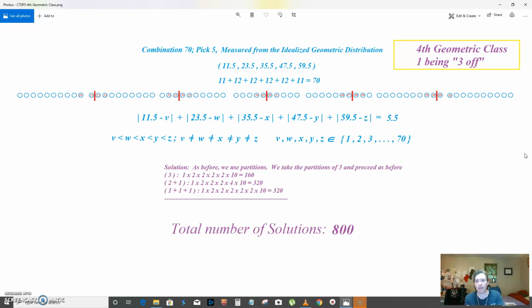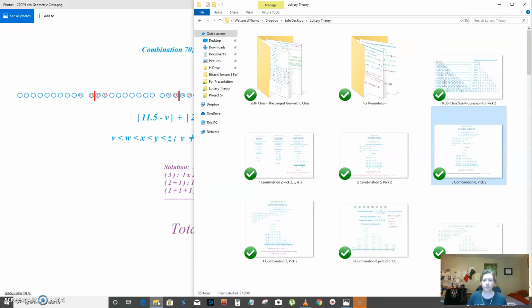The fifth geometric class will be the partitions of 4. It has 1,280 possibilities, I calculated. And then the sixth geometric class is calculated with the partitions of 5 and has 1,632 possibilities. And so we just want to continue on with this process. Okay, so that's like coming at it from the bottom up.